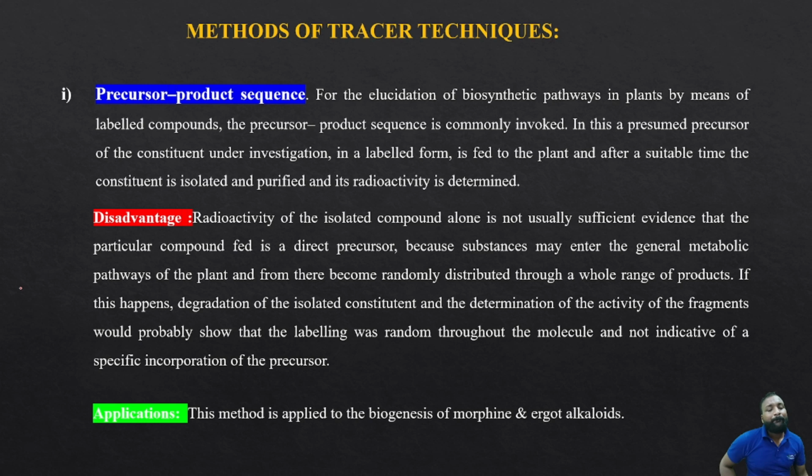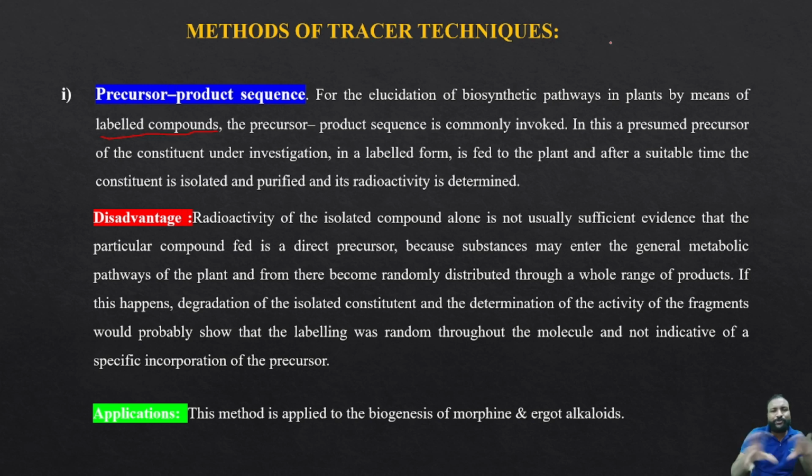Coming to that, the precursor product sequence. We can perform the tracer technique by targeting both the precursor and the product sequence. This method is used for the illustration of biosynthetic pathways in plants by means of labeled compounds. How can you say that? Starting precursors like 6 carbon dioxide molecules and 6 H2O molecules are the starting products.